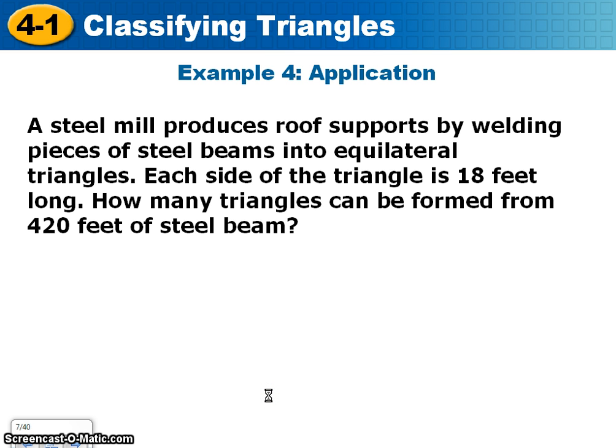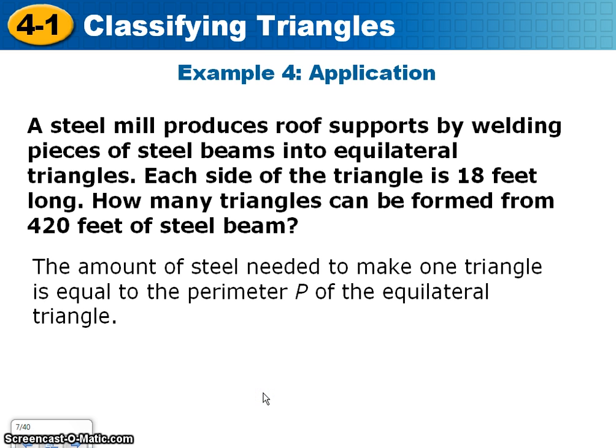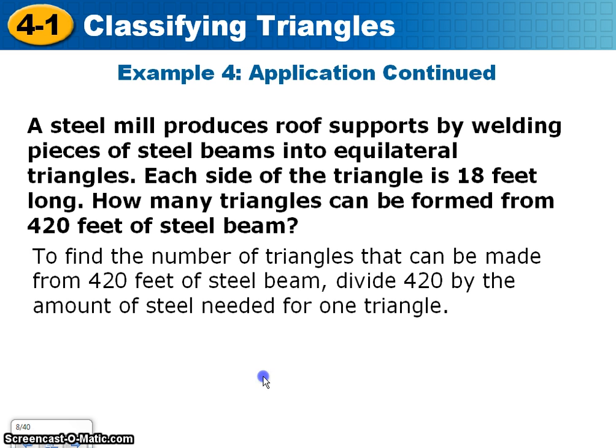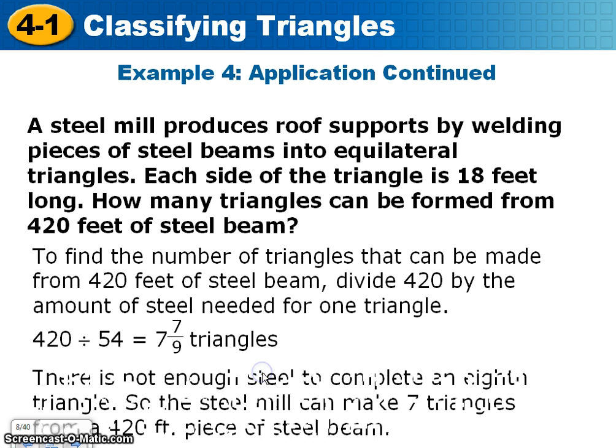In the next problem, we're trying to figure out how many triangles can be made out of a 424-foot piece of steel beam. Since each triangle is 18 feet on a side, the perimeter of each triangle is going to be 54 feet. So, how many 54-foot long triangles can fit into a 424-foot piece of steel beam requires some division. And that will give me 7, but not quite 8 triangles that I can form out of that 424-foot piece of steel. So 7 and 7/9 triangles I can find, so realistically I can form 7 triangles, but not the 8th.